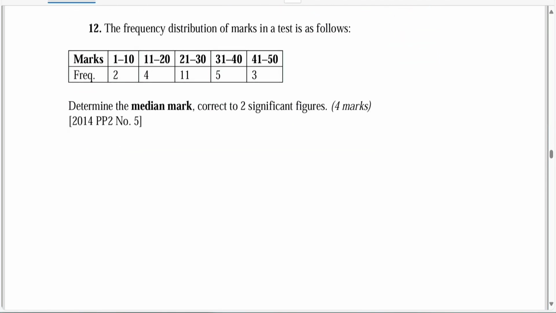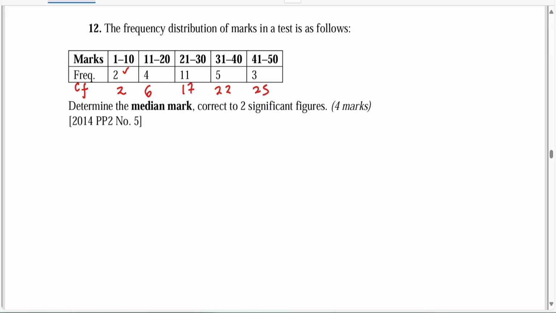Okay, also we have another question. Question 12: the frequency distribution of marks in a test is as follows. You are given the marks and the frequencies, and you are to determine the median mark correct to two significant figures. So it means that here we must draw the cumulative frequency. The cumulative frequency starts at 2, then add 4 gives 6, then add 11 is 17, add 5 is 22, add 3 is 25.